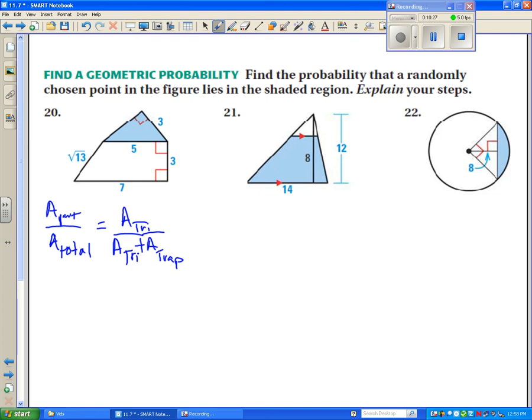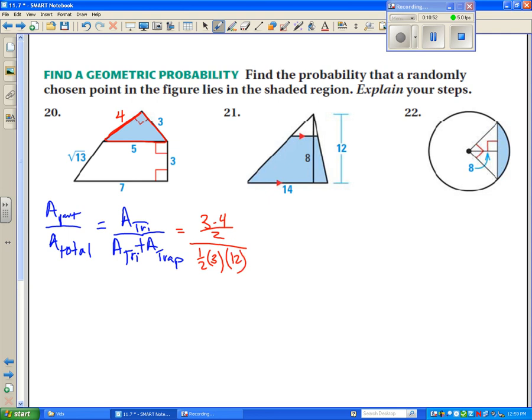Area of the triangle. Now, to find the area of the triangle, we're going to have to find this other side over here. Notice this is 5 and this is 3, which means this is 4. So it's just 3 times 4 divided by 2. Let's not worry about simplifying that for a second. Area of the trapezoid is 1/2 times the height times the sum of the bases. 5 plus 7 is 12.